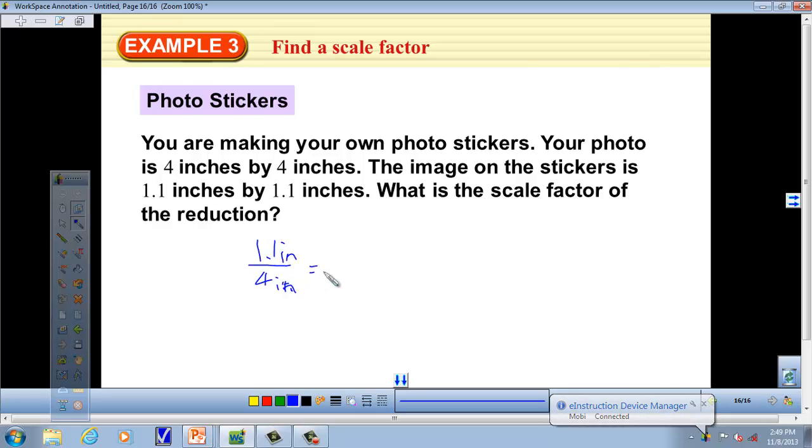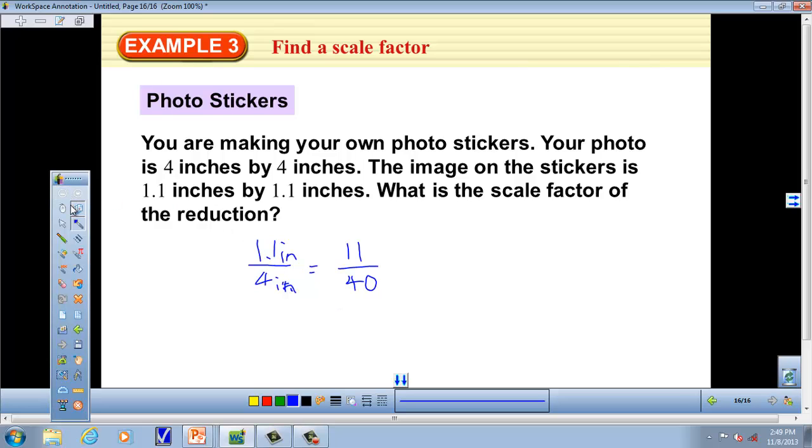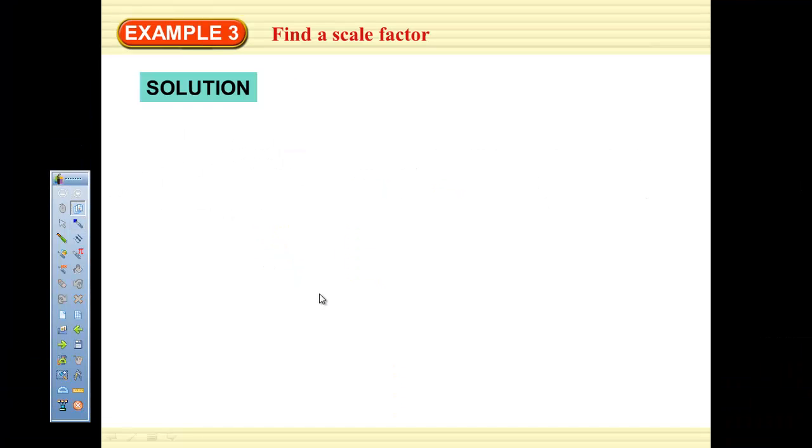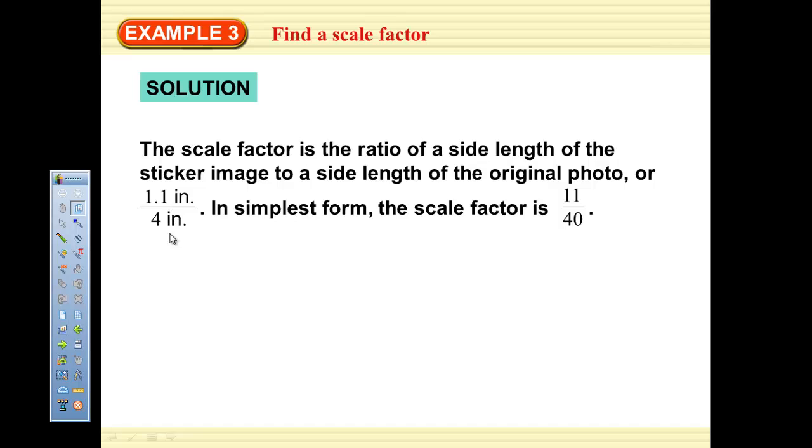So we want to get this in whole numbers, so we would multiply top and bottom by 10. That would give us 11 over 40 being our scale factor. So again, 1.1 over 4, multiplying both top and bottom by 10, we get 11 over 40.